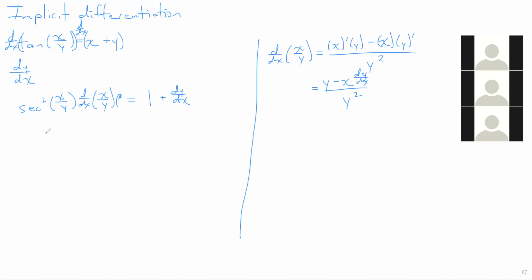So from there, I can drop that into where I left off. So secant squared of x over y times y minus x dy/dx over y squared equals 1 plus dy/dx.